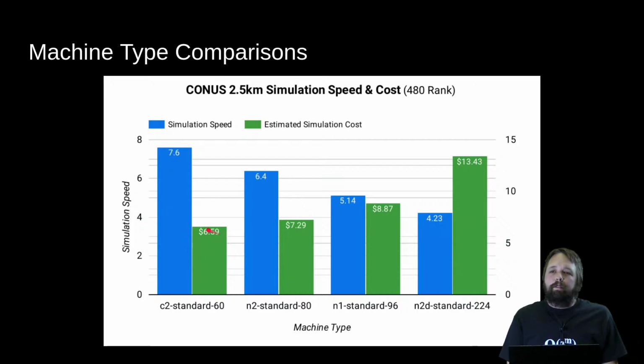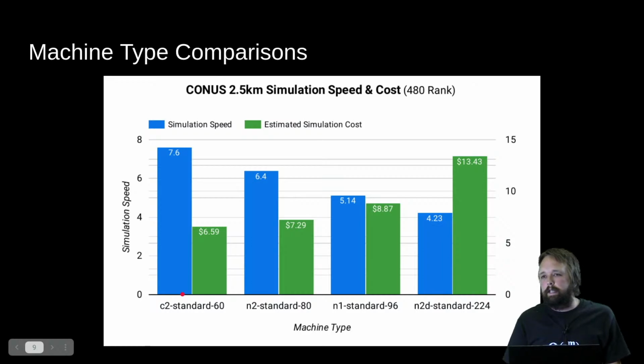And they also came in with the lowest cost, and that's presumably because the per node cost, the per core cost in this case is roughly very similar, they're close enough. Because the simulation time is so much faster on the C2s, we're able to get that lower cost. So in everything I'm going to be presenting in the following slides, we're really just focusing on the C2 standard 60 instances. So these are the compute optimized Intel Cascade Lakes.